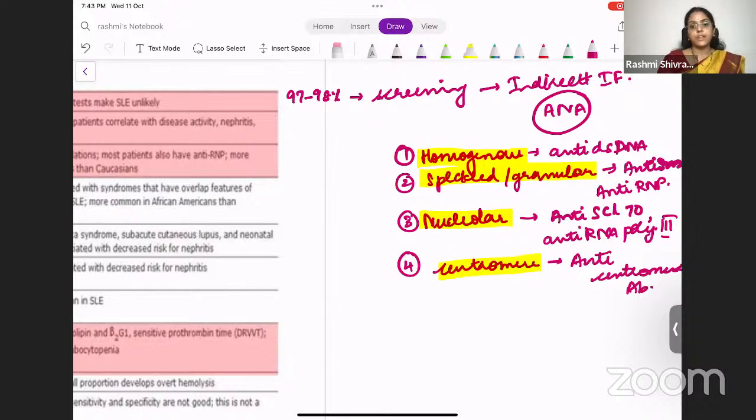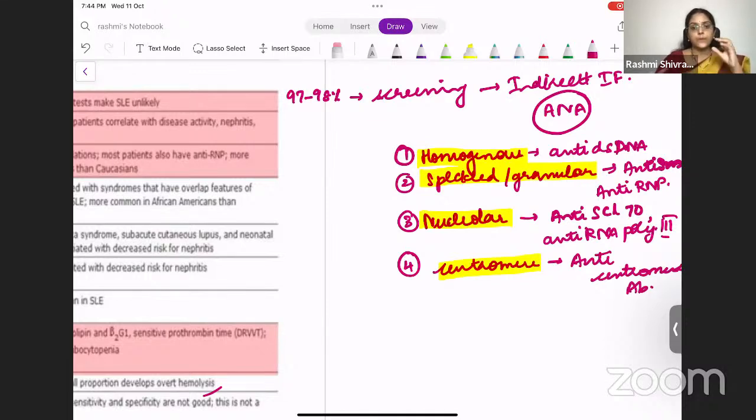So what have you learned about the ANA? It is present in 97 to 98% of the patients with SLE. It is a very good screening tool, but it is not very specific. Once a patient has ANA positivity, we cannot say that the patient definitely has SLE. There are some other diseases which also cause ANA positivity. Indirect immunofluorescence is the technique by which we detect ANA. The patterns you need to remember are homogeneous, speckled or granular, nucleolar, and centromere.